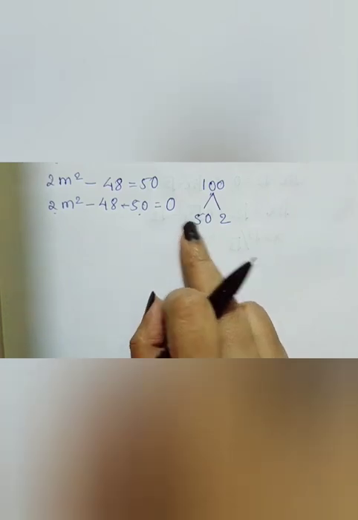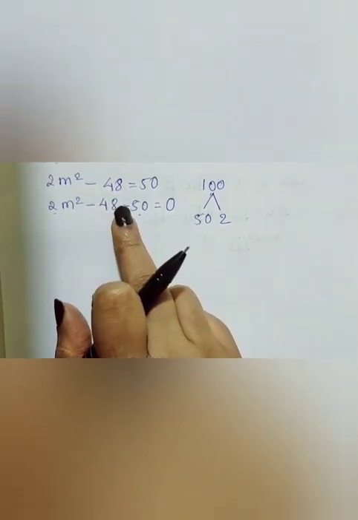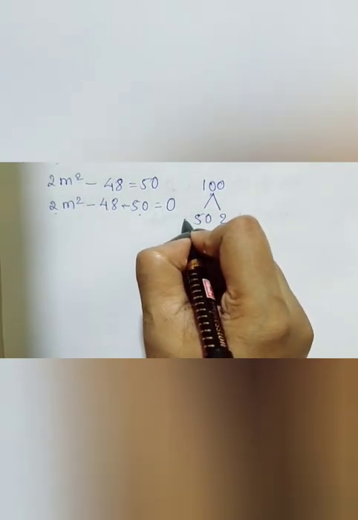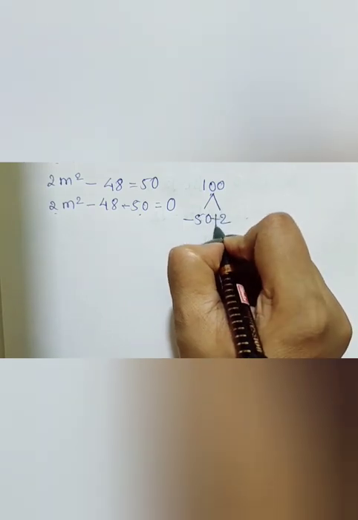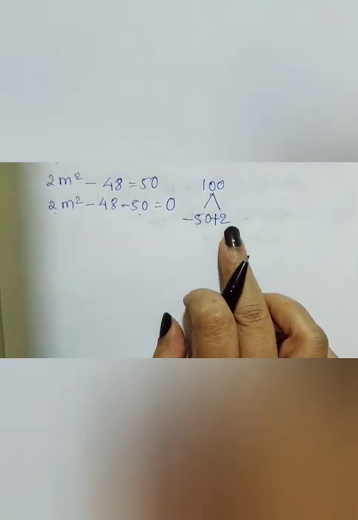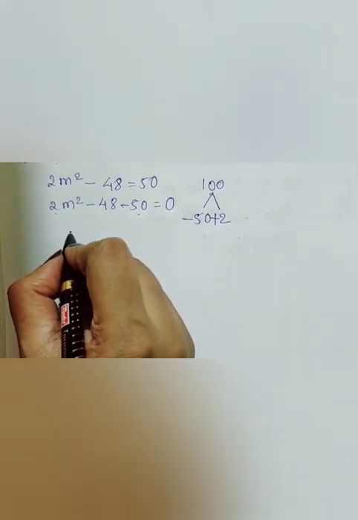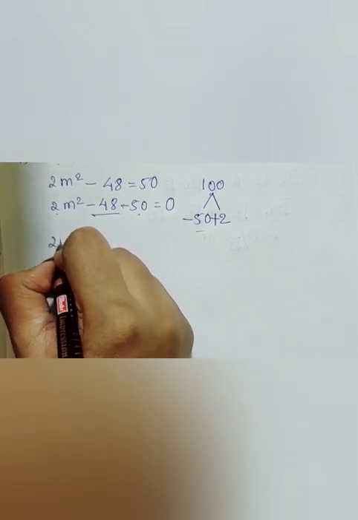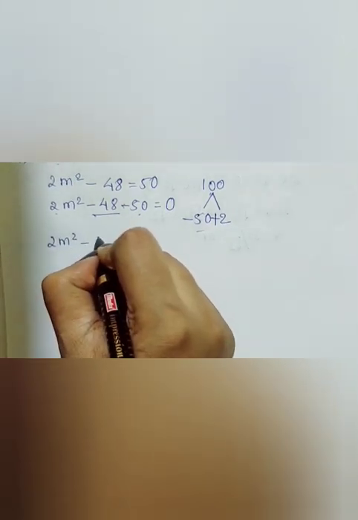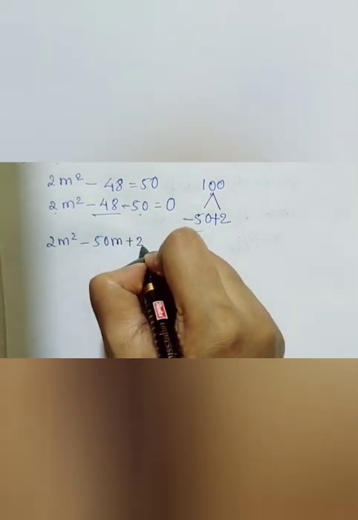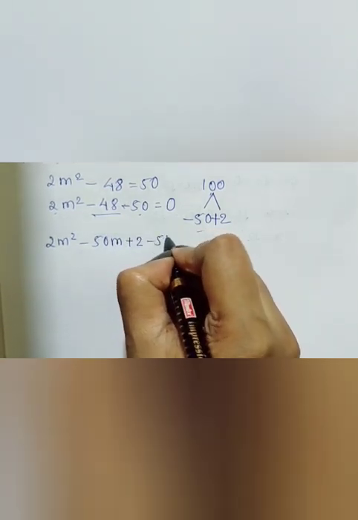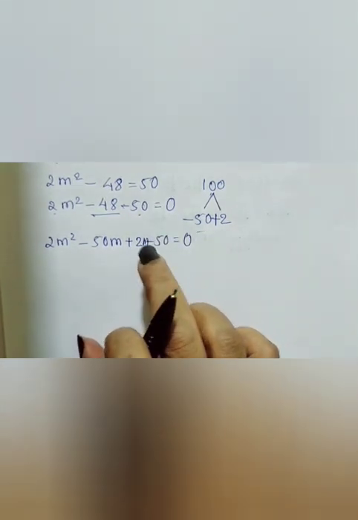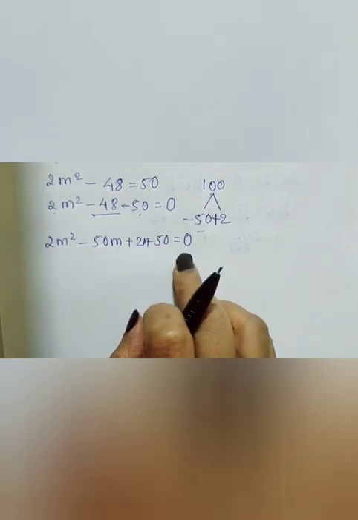And now we have to put the sign first. If a minus sign is there, whatever the next sign, we have to put it in the big number, and in between the opposite of it. So plus will come. So minus 50 plus 2. I hope you are getting me. Now we have to split the middle term with this. We are going to write 2m square minus 50m plus 2m minus 50 equal to 0. Okay, m will come, I forgot to write. So 2m minus 50 equal to 0.